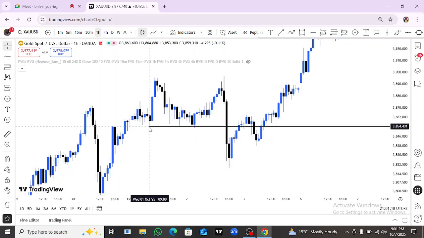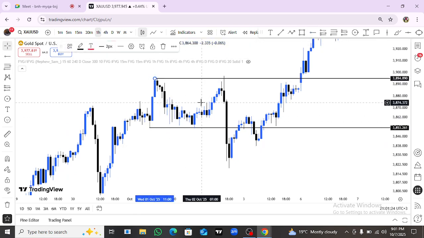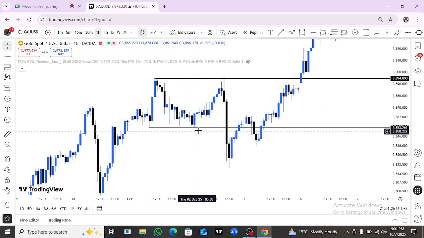This one became our low over there, and then this one became our high over here. So when price came back, swept the low, you would have gotten a very good opportunity for a buy over here. Then when price came back and swept this high again, that was another opportunity to take your high. So what am I trying to say?